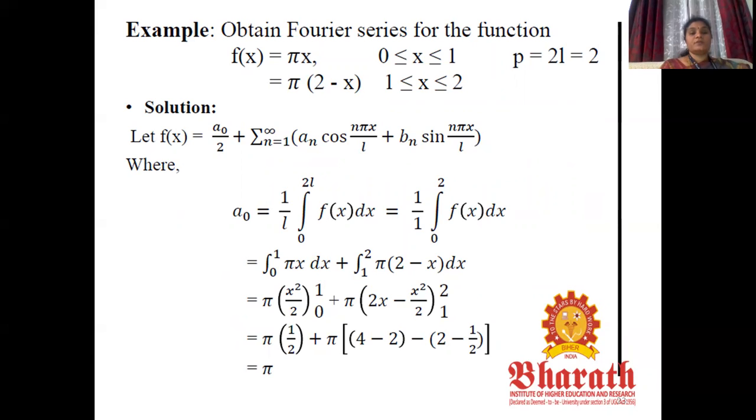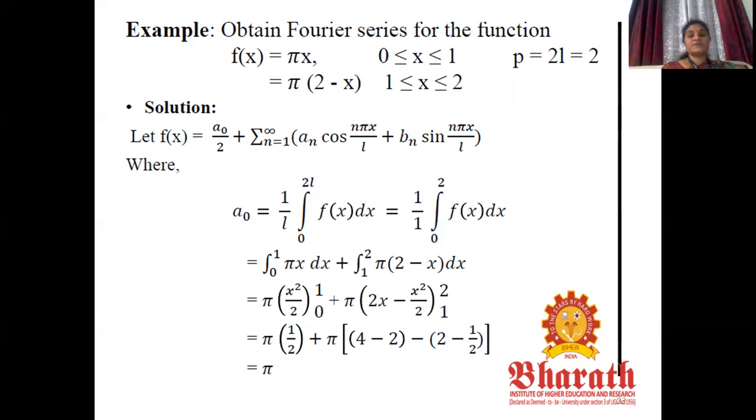Solution. Let f(x) = a0/2 + summation n = 1 to infinity (an cos nπx/L + bn sin nπx/L), where a0 = 1/L ∫ from 0 to 2L f(x) dx. Now we have to find our length, that is L. So 2L = 2, so from this L = 1. Substituting the value of L as 1, we get 1/1 ∫ from 0 to 2 f(x) dx.